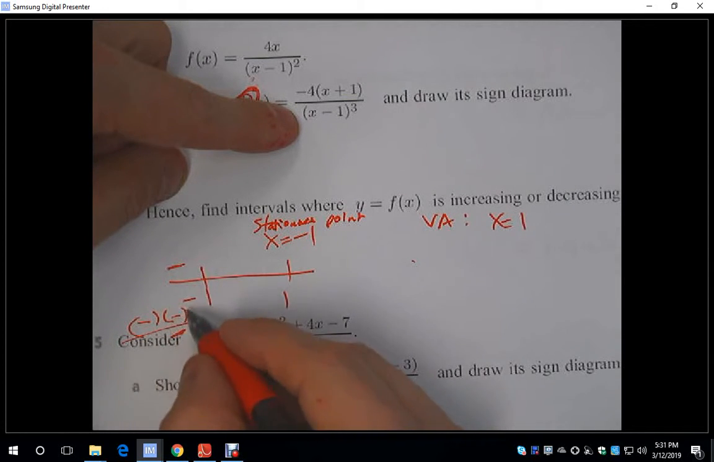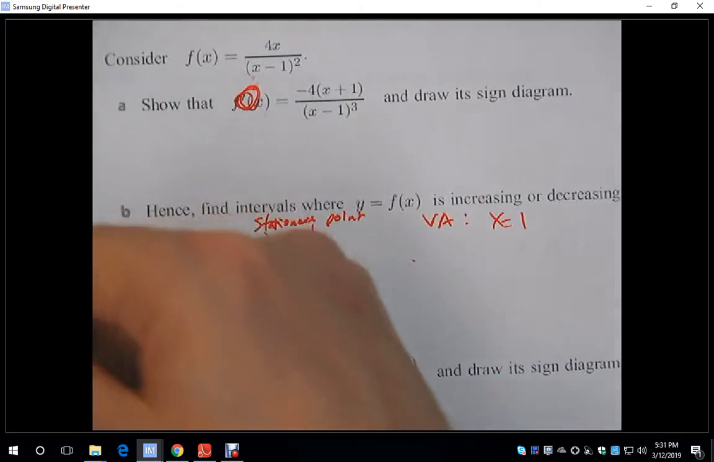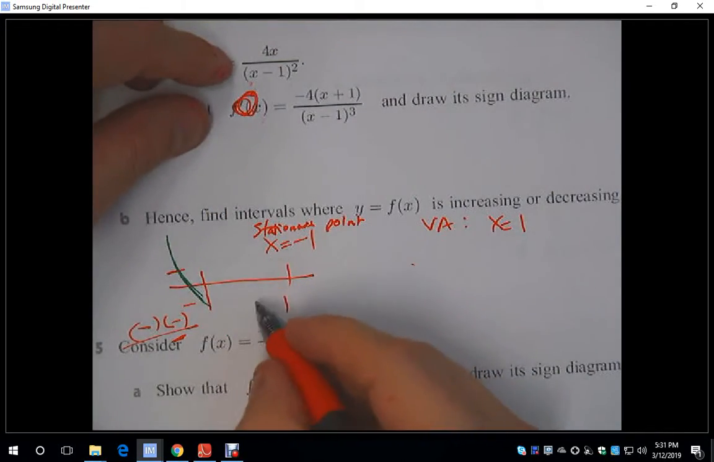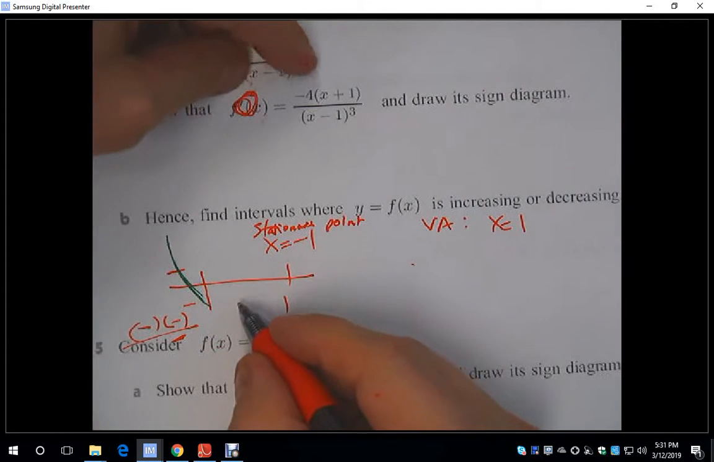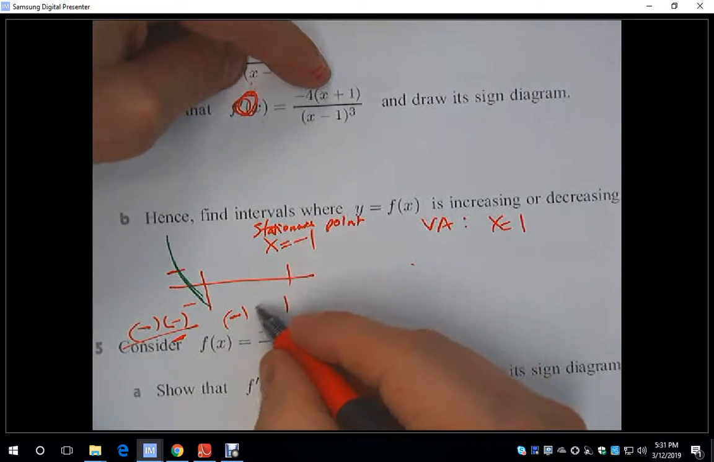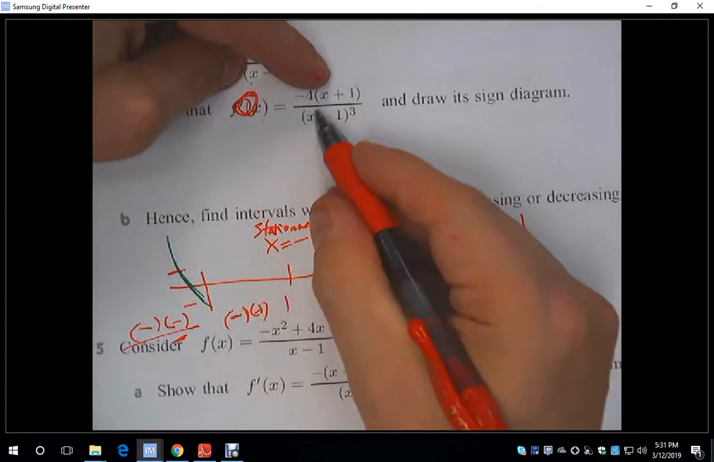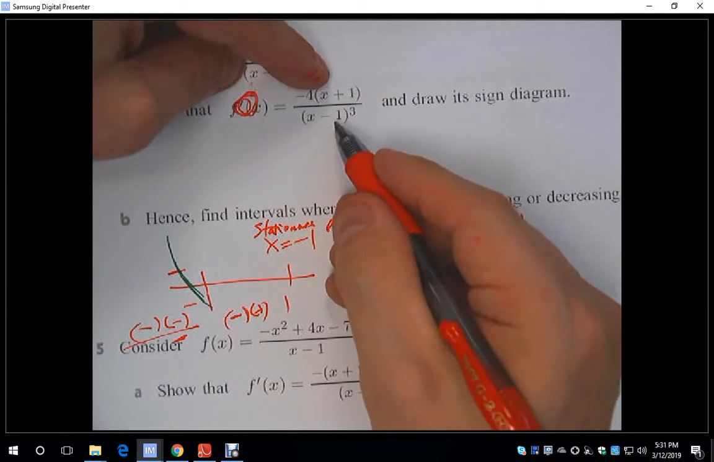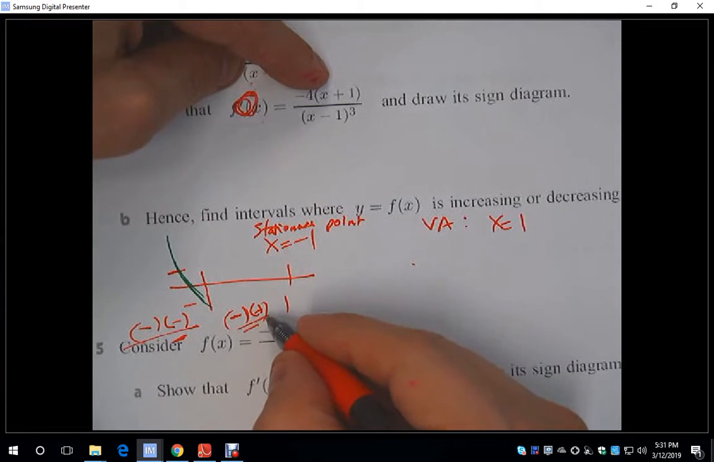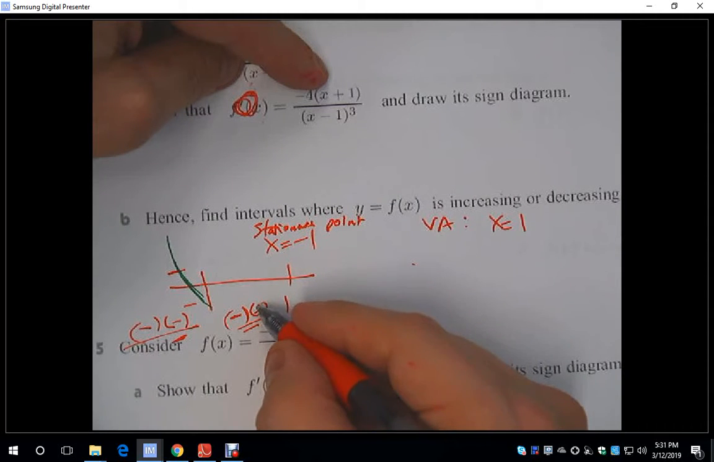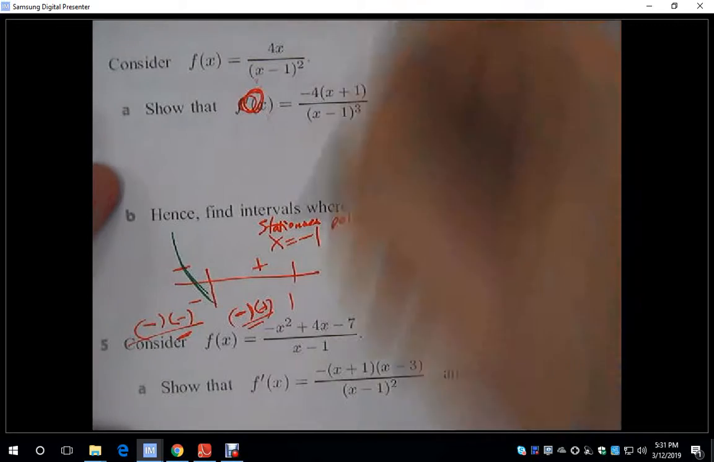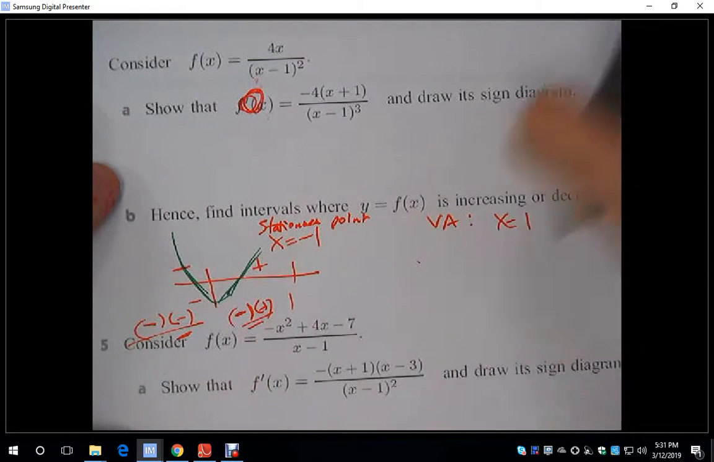So my graph is going to be decreasing to this point. And then let's plug in 0. So I have this -4, and then times (0 plus 1), that's positive. So I have a positive number. And then 0 minus 1 gives me -1. And then -1 times -1 times -1 is a negative. So a negative times a positive is negative. Negative divided by a negative is a positive. So I have a positive there. So my graph at this point is going to graph upward.